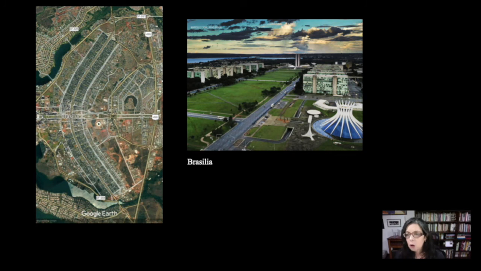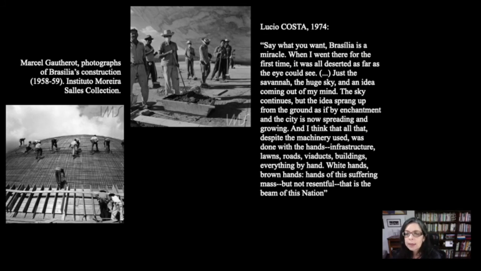The desperate attempts of Costa to defend his creation return to the idea of a miracle and the natural metaphors. In 1974, he states, and I quote, "Say what you want, Brasília is a miracle. When I went there for the first time, it was all deserted as far as the eye could see. Just the savannah, the huge sky, and an idea coming out of my mind. The sky continues, but the idea sprang up from the ground as if by enchantment, and the city is now spreading and growing. And I think that all that, despite the machinery used, was done with the hands. Infrastructure, lawns, roads, viaducts, buildings, everything by hand. White hands, brown hands, hands of the suffering mass, but not resentful, that is the beam of this nation."